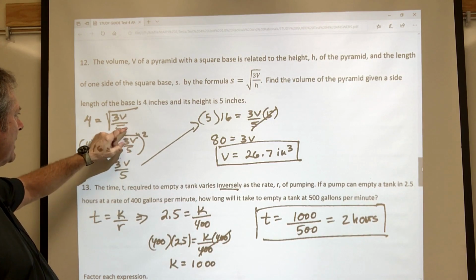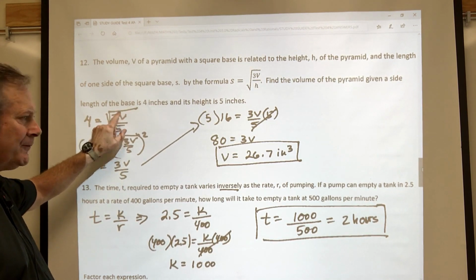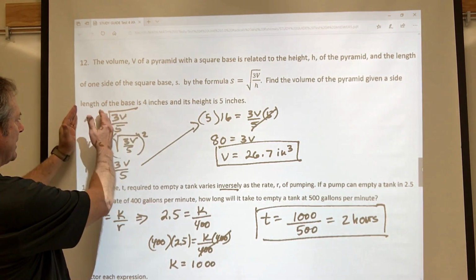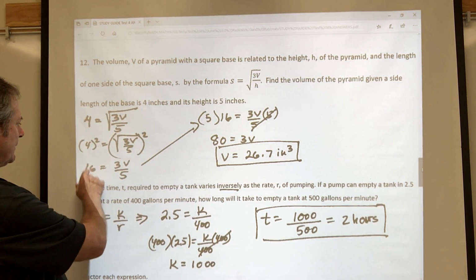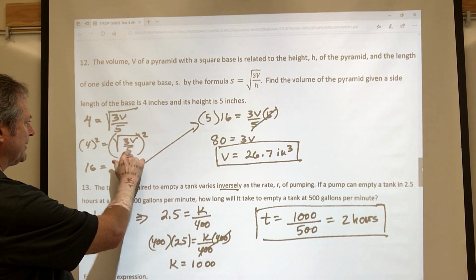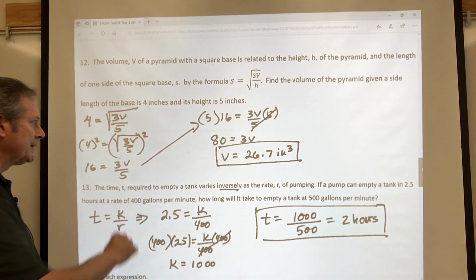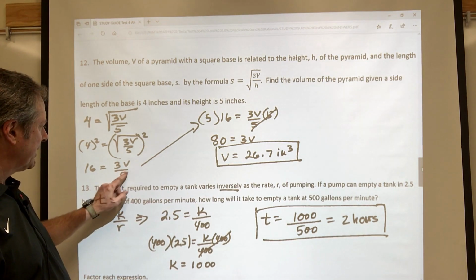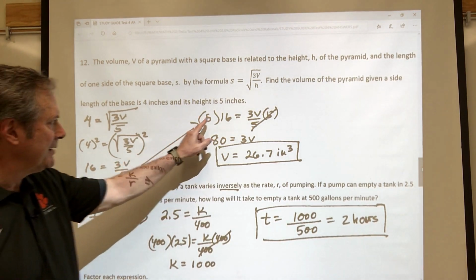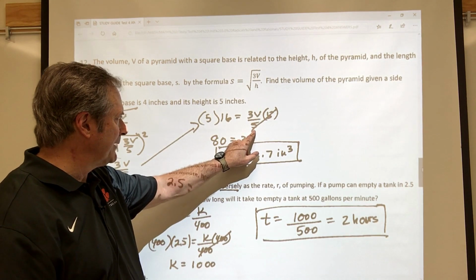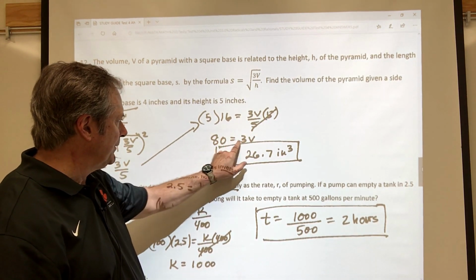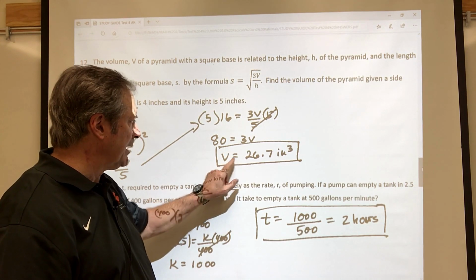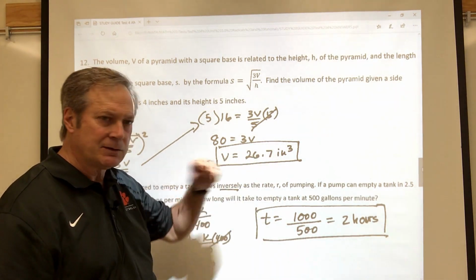Now we say to ourselves, all right, well, how do I begin to solve for V, volume? Well, it's under a square root, so I'm going to square both sides. So 4 squared is 16. Square root of 3V over 5 squared is just 3V over 5. Oh, and then all of a sudden it becomes much easier, doesn't it? To get rid of that 5, we'll multiply both sides by 5. 5 divided by 5 is 1. And so we have 80 is equal to 3V, divide both sides by 3. And it turns out that the volume is 26.7 inches cubed.